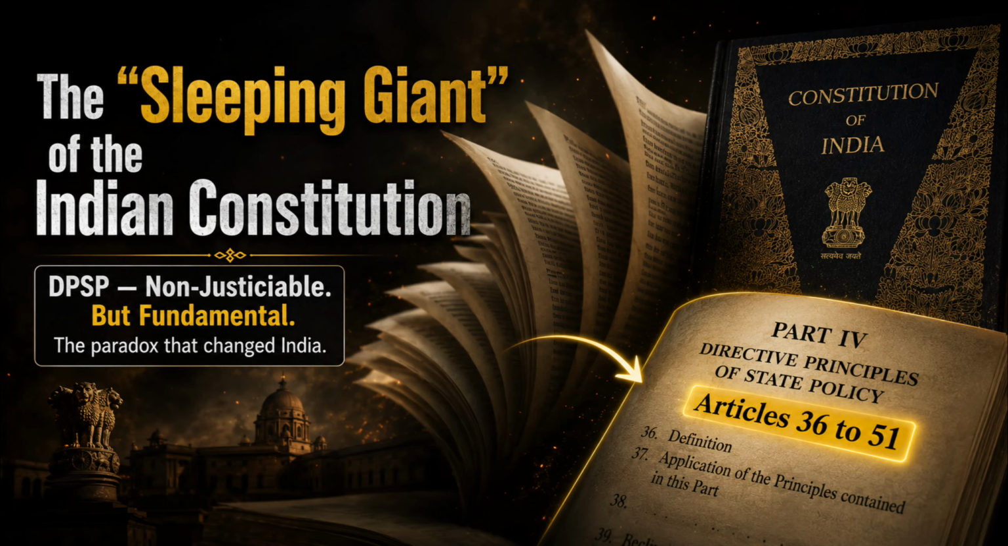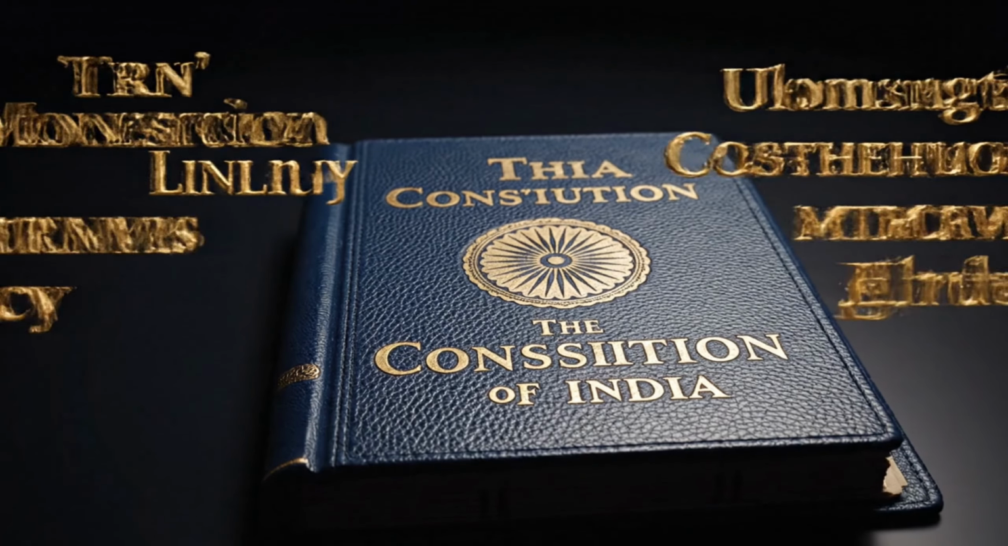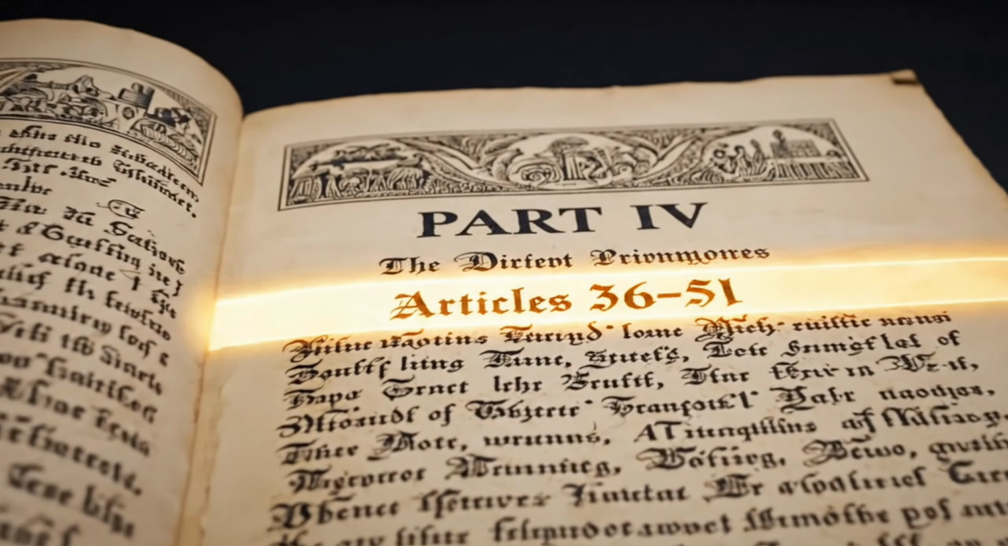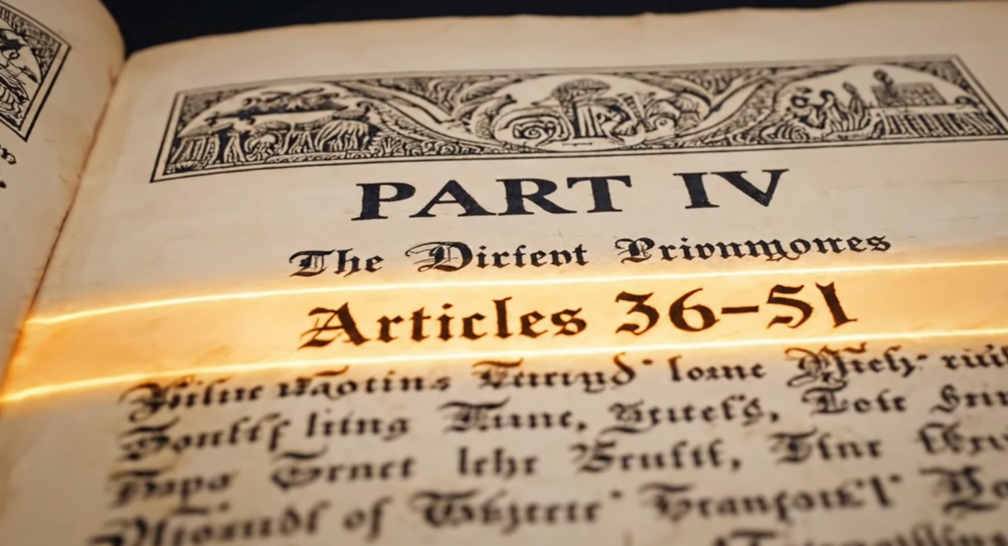Imagine you have a rule book. But no one can punish you if you break it. Sounds useless, right? Wrong. That rule book is the reason India has MGNREGA. That rule book is the reason you have free legal aid. That rule book is the reason India calls itself a welfare state.